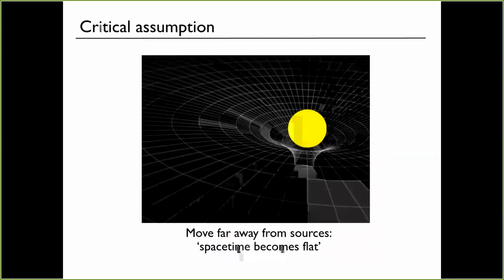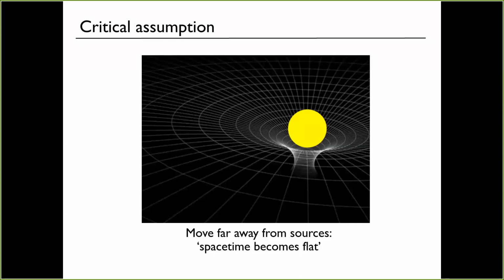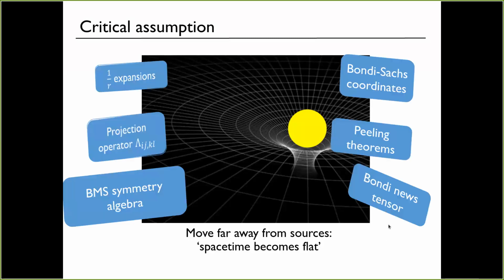Now, in all of this story there was a critical assumption, and that was that as you move far away from sources, your space-time becomes flat. And it bought you a lot, right? We got these nice Bondi-Sachs coordinates, we got the Bondi mass-loss formula, we have the BMS symmetry algebra, these nice 1/r expansions, scaling theories, whatnot. It's fabulous, so to say. Lots of tools, lots of ways to understand your physical system.